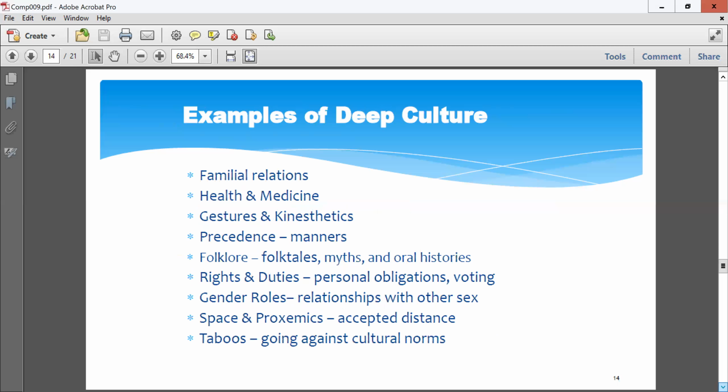Some examples of deep culture have to do with a lot of things that we may or may not be aware of. One example is space and proxemics, that's how close you get to people. In the U.S., we typically have a fairly wide bubble around us that we don't want other people, strangers particularly, to get within. Whereas in other cultures, oftentimes where it's more crowded and people are used to being in each other's space, they don't have that.